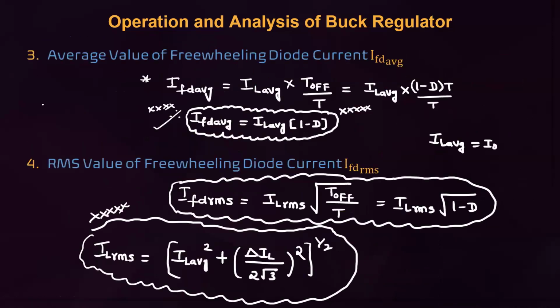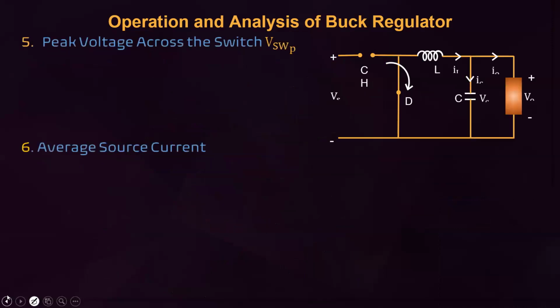I have given the third formula and the fourth formula. The fifth one: what is the peak voltage across the switch? Sometimes it is asked, what is the voltage across the switch? I'm asking one question, students. Does the switch block the voltage during the on state or the off state? During the off state. If the switch is off, then only it blocks.